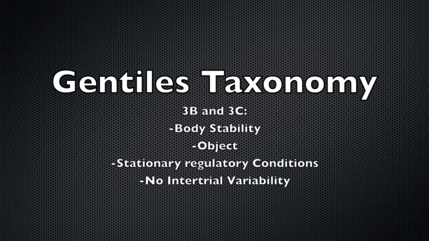Gentile's taxonomy. A basketball free throw can be considered a combination of 3B and 3C as it involves the following criterion. Body stability, as it does not involve whole body transport such as running from one place to another. It involves an object, which is the basketball being thrown. There are stationary regulatory conditions as the body is not in motion whilst the ball is thrown. And there is no inter-trial variability as the external environment remains stable.